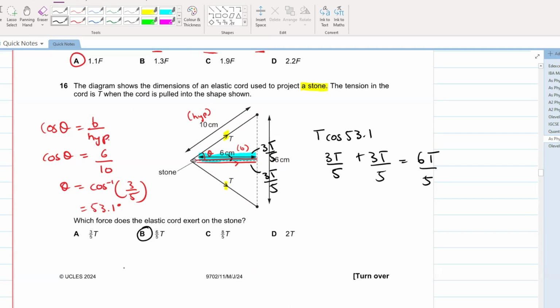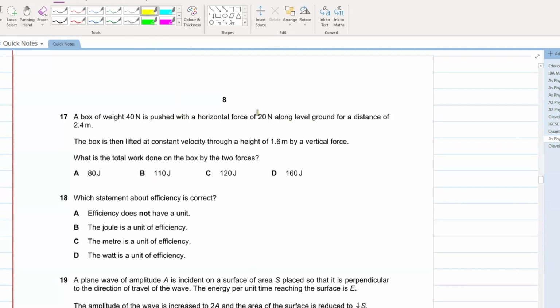B is your answer. A box of weight 40 Newton is pushed with a horizontal force of 20 Newton along level ground for a distance of 2.4 meters. The box is then lifted at constant velocity through a height of 1.6 meters by a vertical force. What is the total work done on the box by two forces?